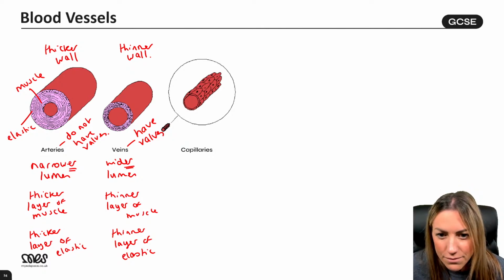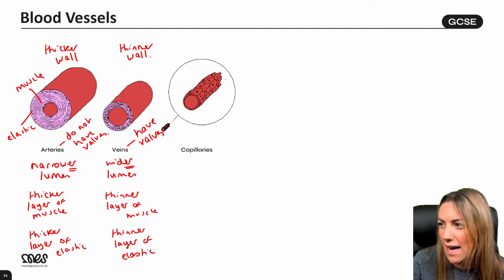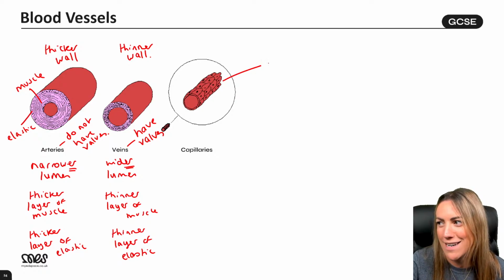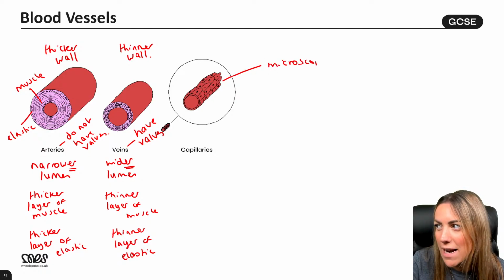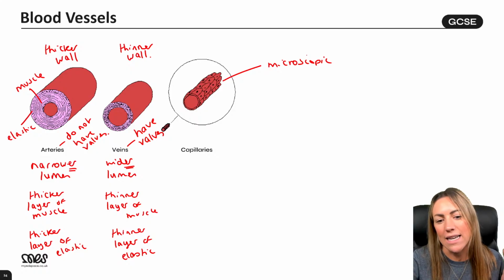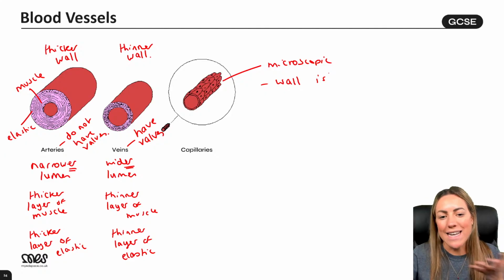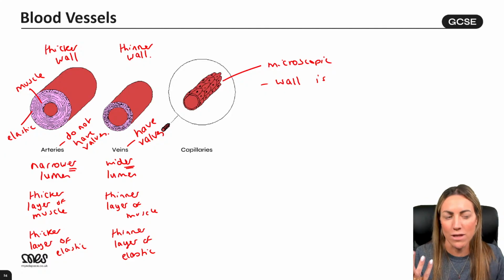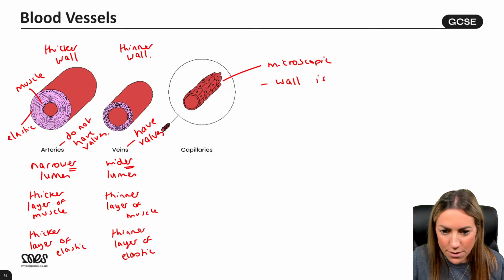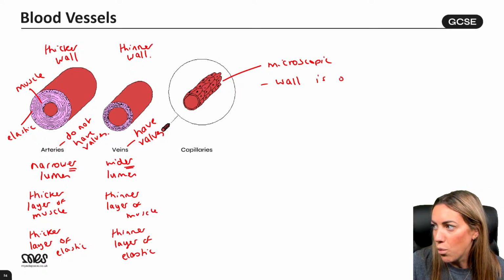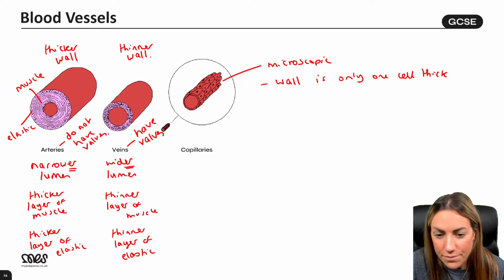Okay. Right, capillaries. Now, there's not much to say about capillaries. Obviously, capillaries are microscopic. These are teeny tiny blood vessels. How would we describe the wall? You don't usually get asked to compare a capillary. You normally get asked to compare an artery with a vein, but who knows? Right, the wall is only 1 cell thick, okay?